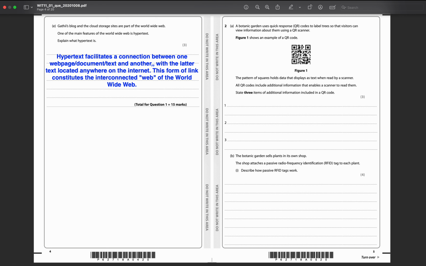So start with question 2A, which is: a botanic garden uses quick response codes to label trees so that visitors can view information about them using a QR scanner. Figure 1 shows an example of a QR code. The pattern of squares hold data that displays as text when read by a scanner. All QR codes include additional information that enables a scanner to read them. State 3 items of additional information included in a QR code.